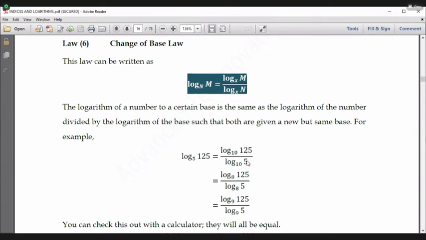Or even if I don't, I can say, but 125 the same as 5 times what? This 5 cubed? Yes. So log to base 5 of 125 is the same as log to base 5 of 5 cubed, which is the same as 3 log to base 5 of 5. That true? Yes. So that is what we are saying here.